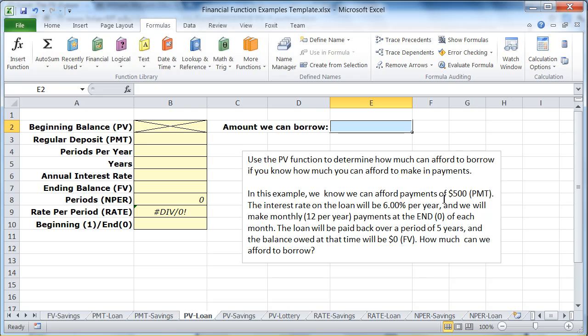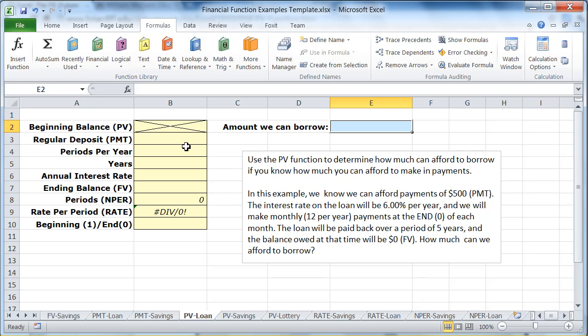We know that we can afford to pay $500 a month. We also know that we can borrow money at 6%, and we will make monthly payments at the end of every month. The loan will be paid back over a period of 5 years, and when we get done, we'll pay it all off, so the future value will be zero. How much can you afford to borrow with those $500 payments and these other conditions?